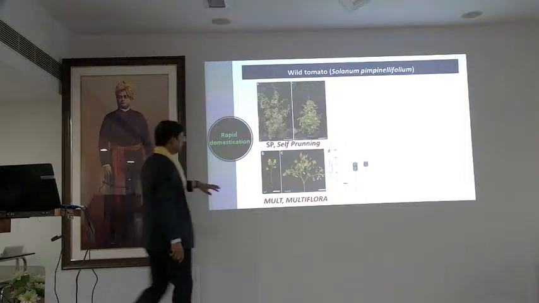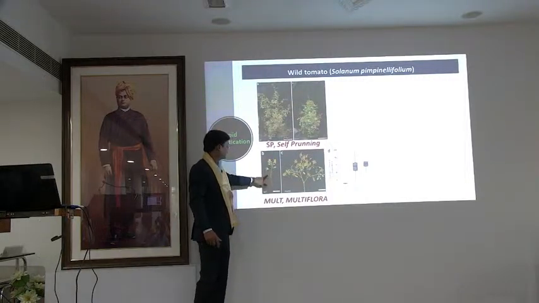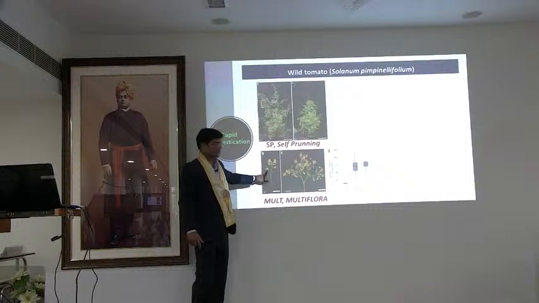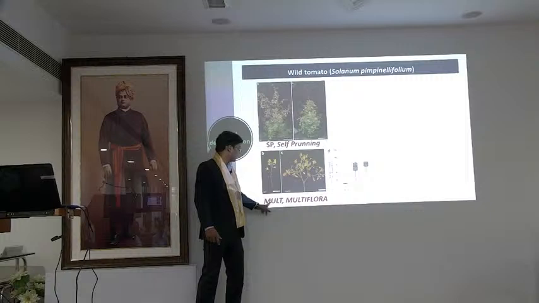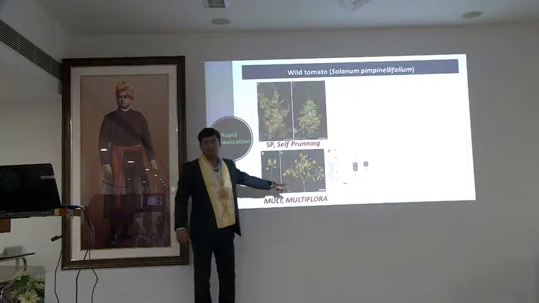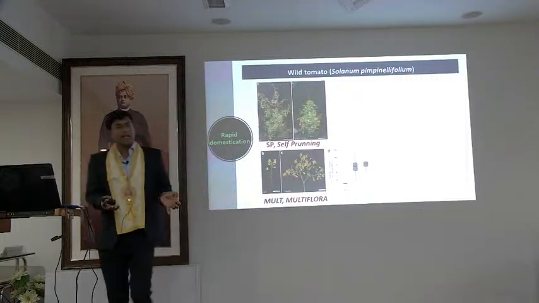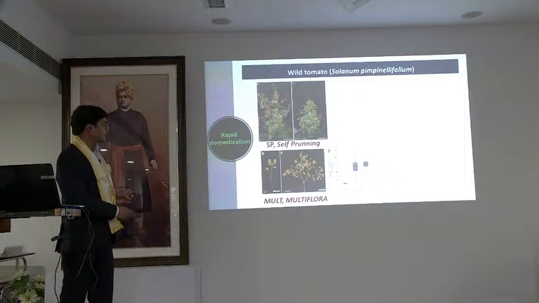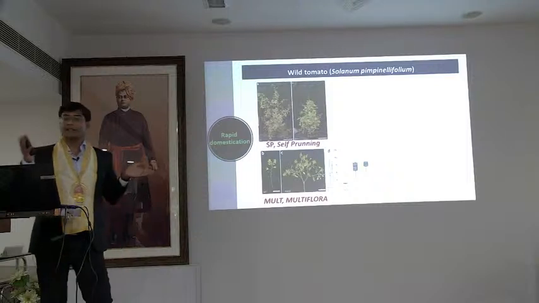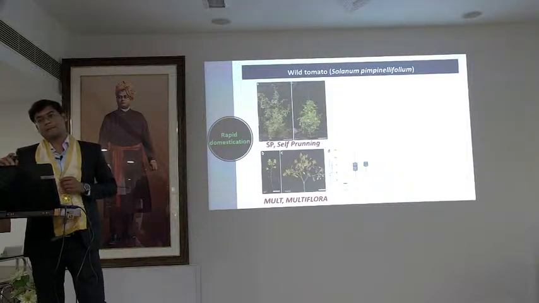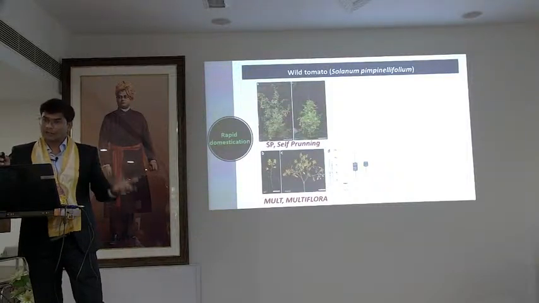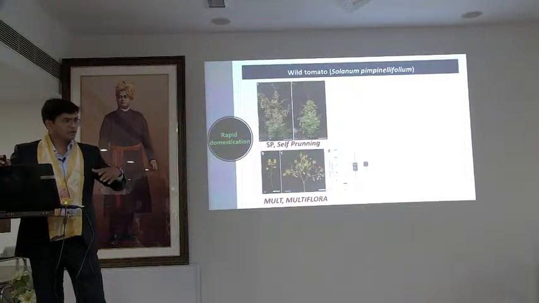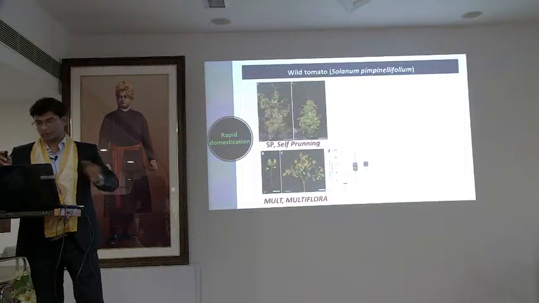Now again, see, this is the wild tomato that has only a few florets in the inflorescence. How many? 1, 2, 3, 4, 5, 6, 7, like that. And from few florets to a multiflora, multifloret inflorescence, they have developed by editing the multiflora gene. And you can see how many florets are there in the inflorescence. These are all known from natural occurrences, and that is being mimicked by applying genome editing tools.